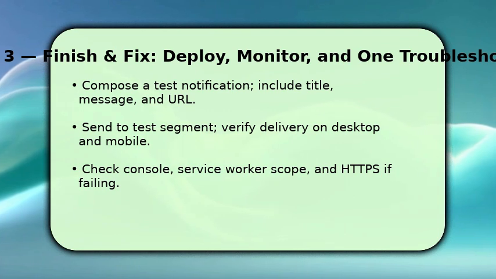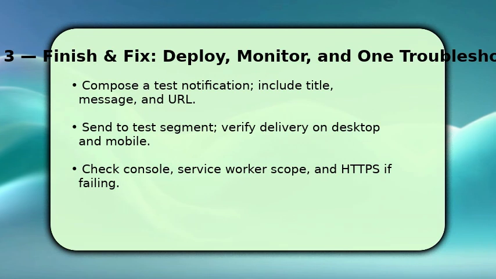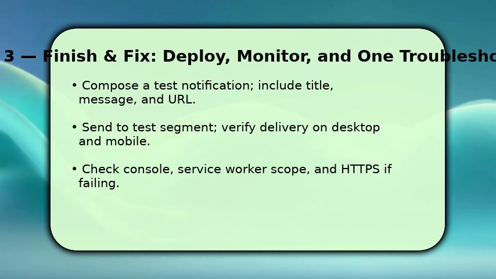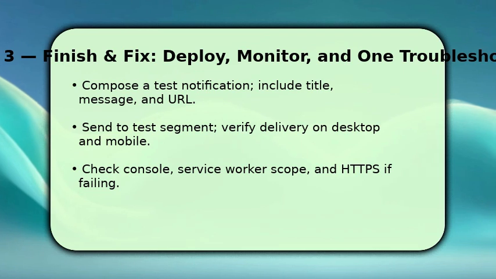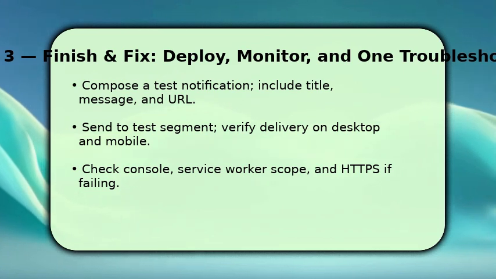If notifications fail, inspect browser console and service worker registration, confirm scope matches site root, and ensure HTTPS is active. One key troubleshooting tip: clear service worker and resubscribe users after fixing scope or script errors to restore delivery quickly.